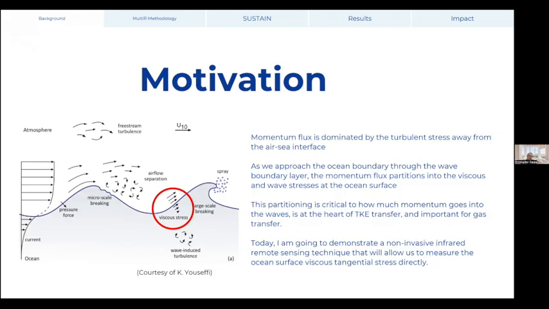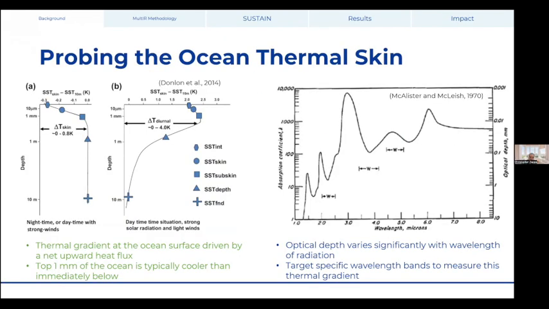And if we can get the viscous stress, and we know we can easily measure this free stream part, the stress away from the surface, then we can know exactly how much momentum goes into the waves and how much goes into the viscous stress. So we'll know exactly what this partitioning is, which again is important for understanding how things are modeled. And I'll get to that quickly.